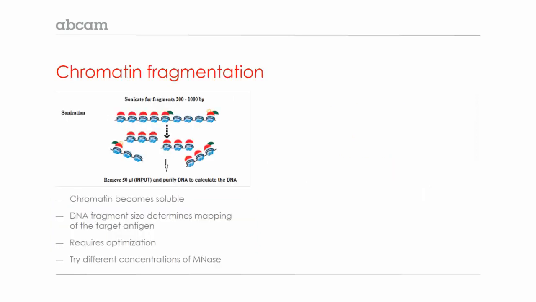Next, whether you're doing cross-linking ChIP or native ChIP, you need to fragment the DNA into smaller sizes. DNA fragmentation is important because it makes the chromatin soluble, and the DNA fragment size determines the mapping of the target antigen. If your fragment size is too large, you could be pulling down a protein that's far away from your actual DNA region of interest. So this step requires optimization. You should try different sonication times for cross-linking ChIP and different concentrations of micrococcal nuclease for native ChIP.